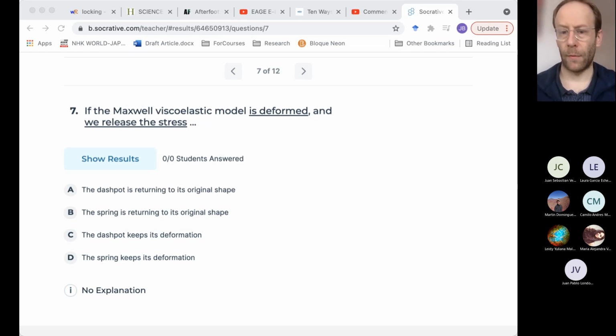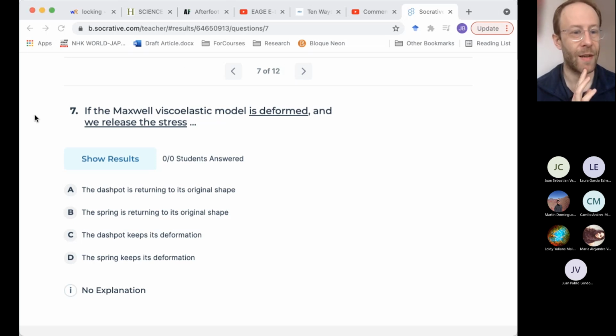Are you sure? Because we put some stress on the model, leading to some deformation. Maybe we kept that stress for like, I don't know, 10 minutes, and then we removed completely the stress on the model. Yes, so we extended it a little bit, and then we leave it be to see what's going to happen. So what's going to... Okay, then I will say A.